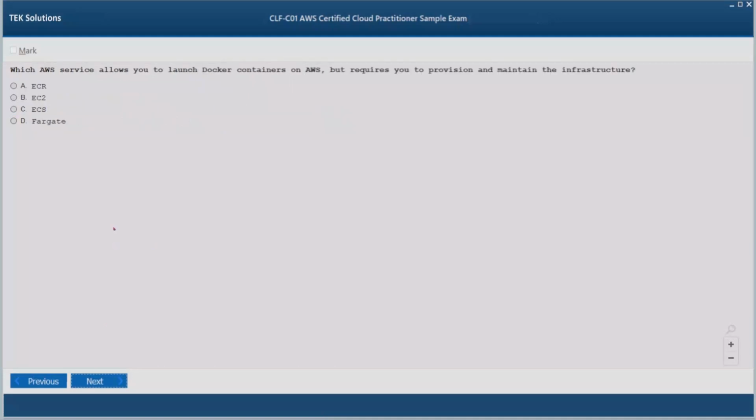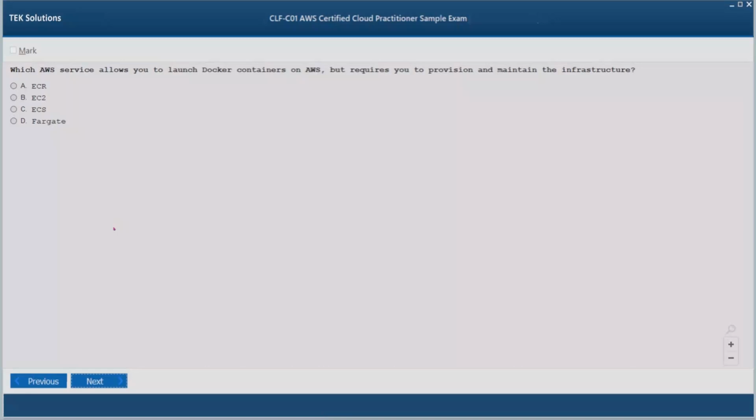Which AWS service allows you to launch Docker containers on AWS but requires you to provision and maintain infrastructure? Okay, let's read the options. A, ECR. B, EC2. C, ECS. D, Fargate. Read it carefully.